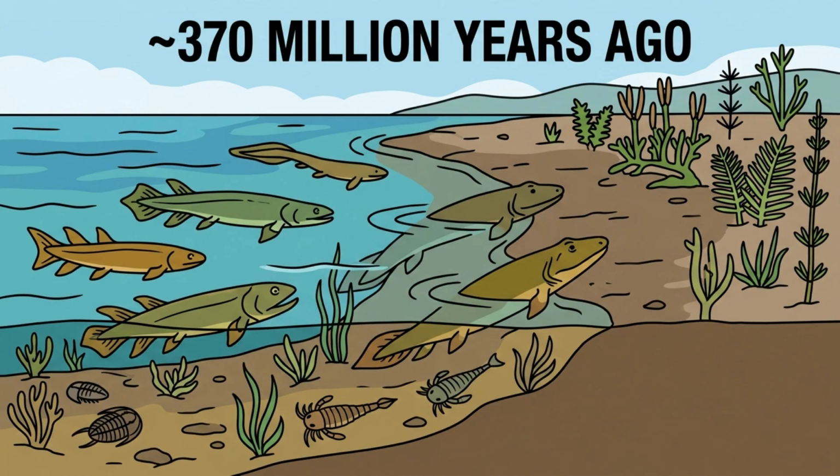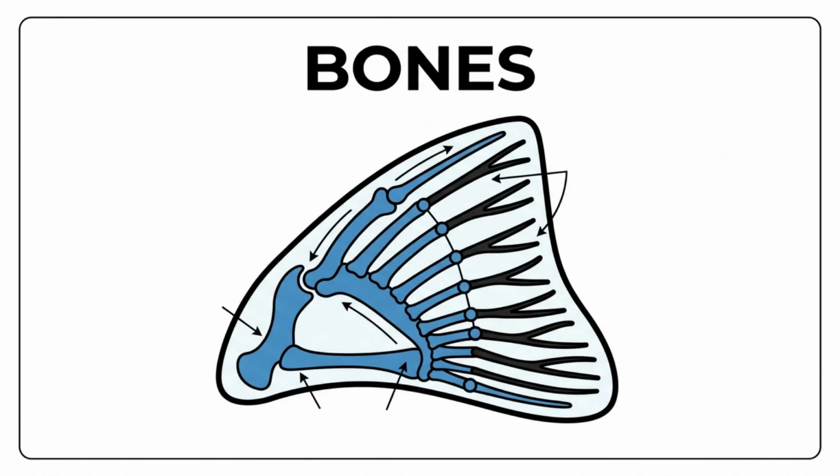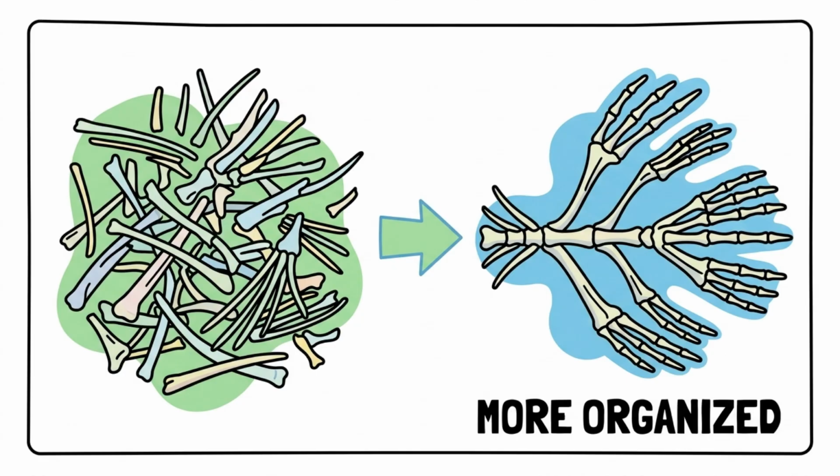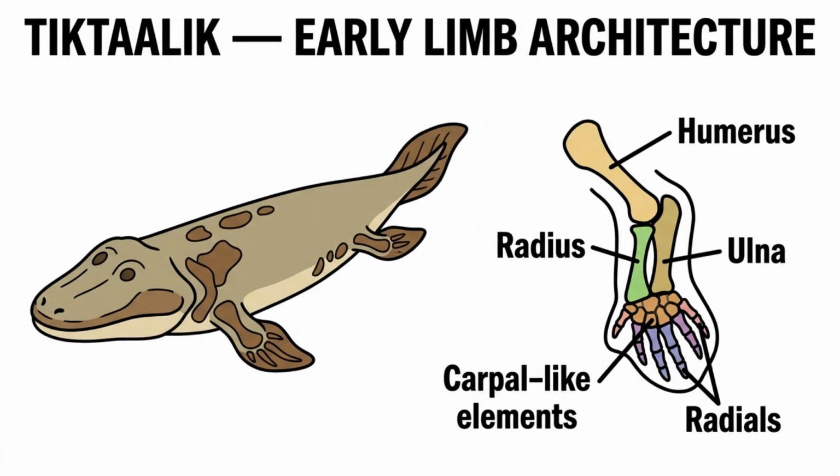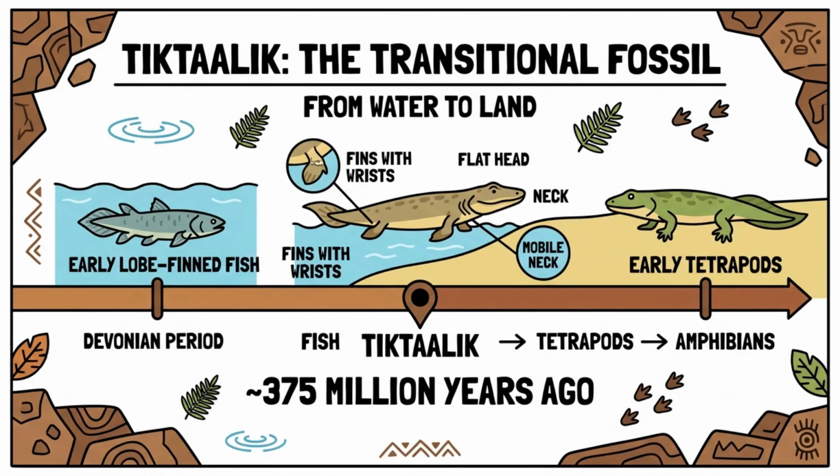Roughly 370 million years ago, strange fish began exploring shallow environments. Their fins were changing. Inside those fins were bones. And those bones were becoming more organised. Some ancient fish had surprisingly complex skeletons inside their fins. Scientists studying fossils like Tiktaalik have found structures resembling the early architecture of limbs. Tiktaalik lived around 375 million years ago.